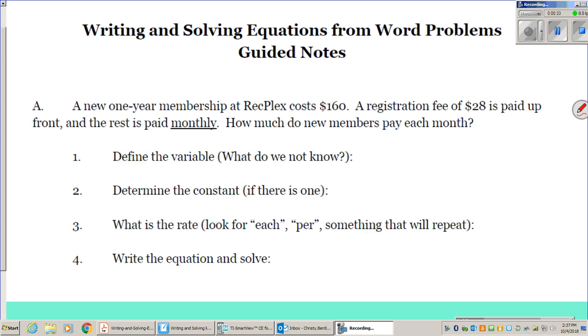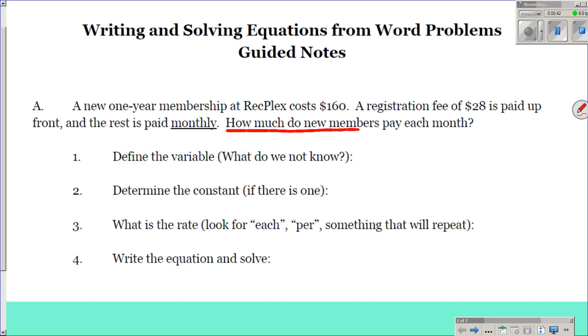So part one says define the variable. What do we not know? If you look at the question, that's usually going to help you out. The question says, how much do new members pay each month? So we are trying to find the monthly cost. So we're going to define the monthly cost with a variable. I'm going to use the variable m.